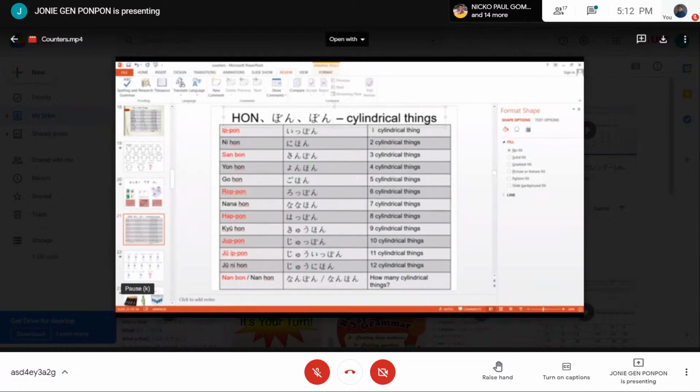Okay, so let's go to one piece for those long objects. If you say one piece for long objects, that will become ippon, not ichihon, but ippon. Right? For two, that is nihon. For three, sanbon. Okay? Sanbon. Next, for four pieces, yonhon. 5 pieces, gohon.